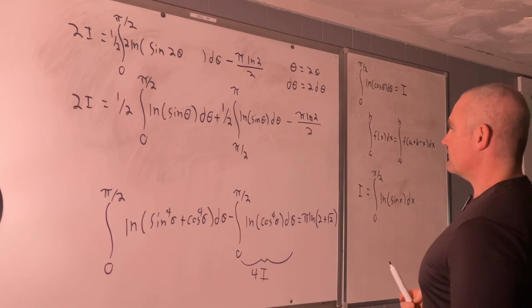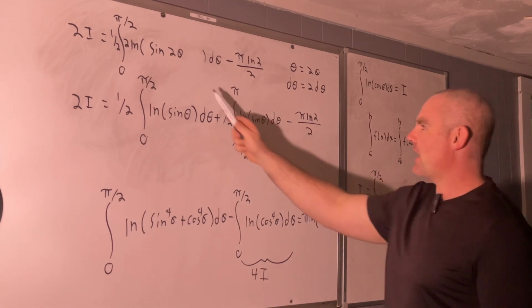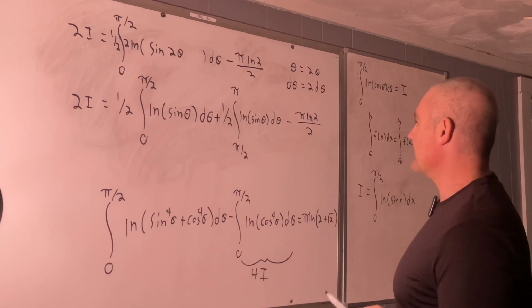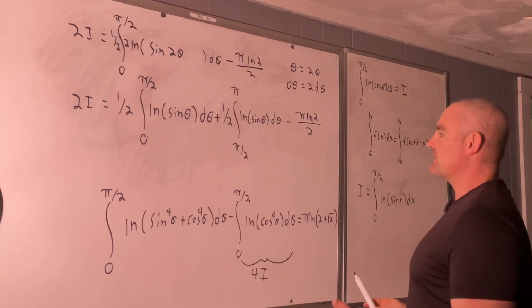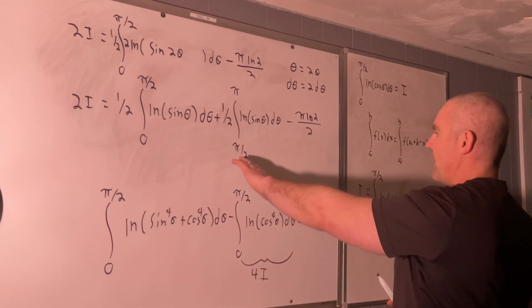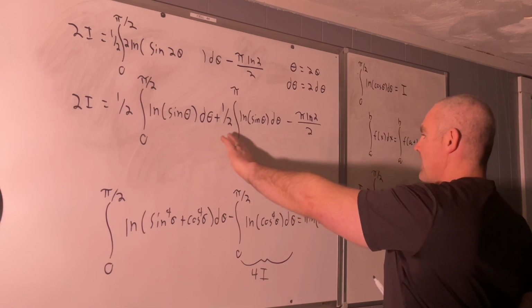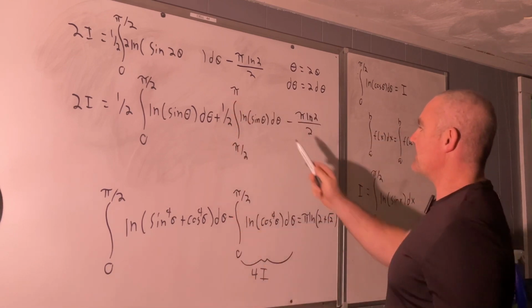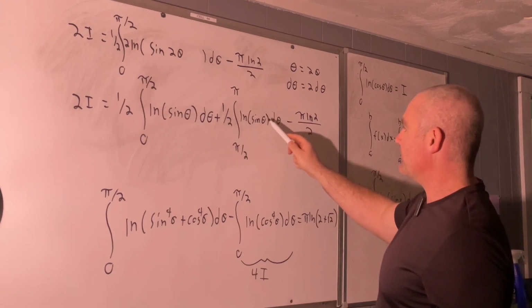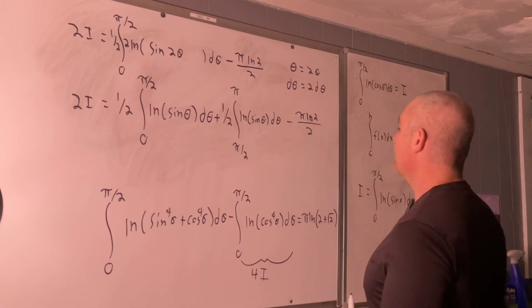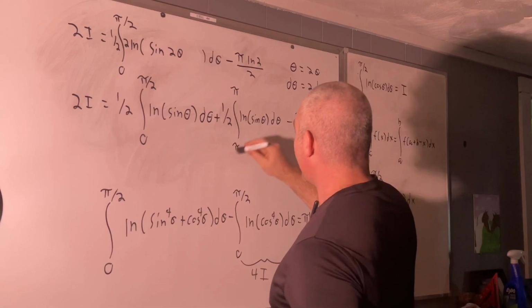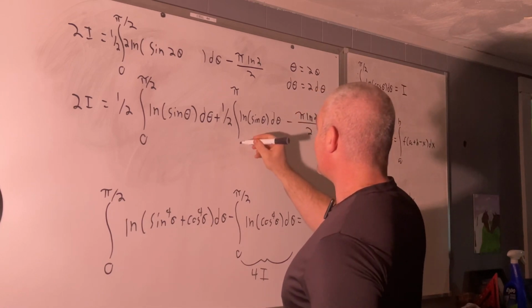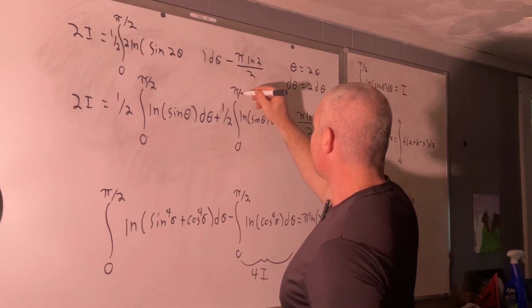Well, let's see. I would rather have the same bounds of integration. So what I'm going to do is use a trick here. I'm going to subtract pi over 2 from the bounds of integration on this one. That just means I have to add a pi over 2 into that phi right there. So I'm subtracting pi over 2 to get 0 to pi over 2 again.